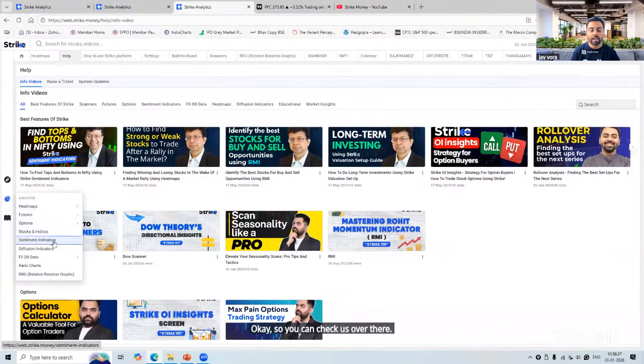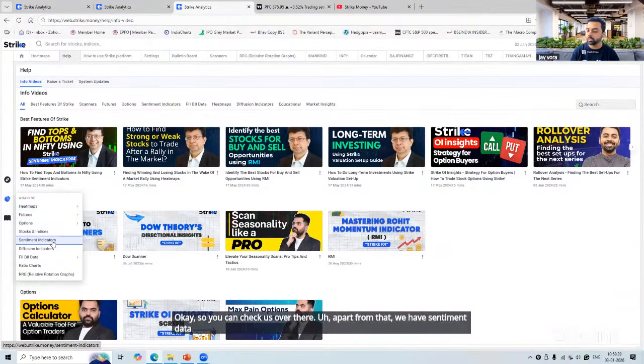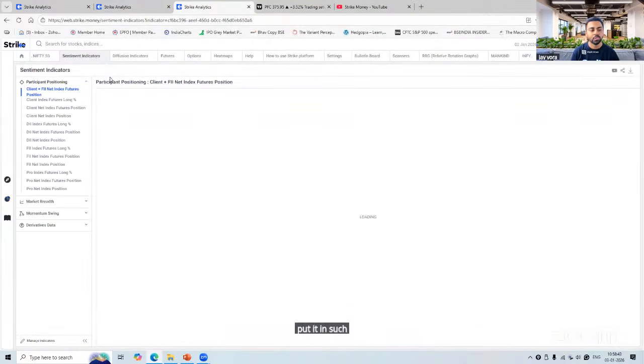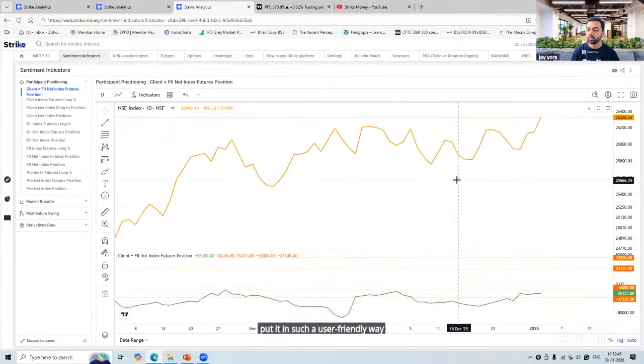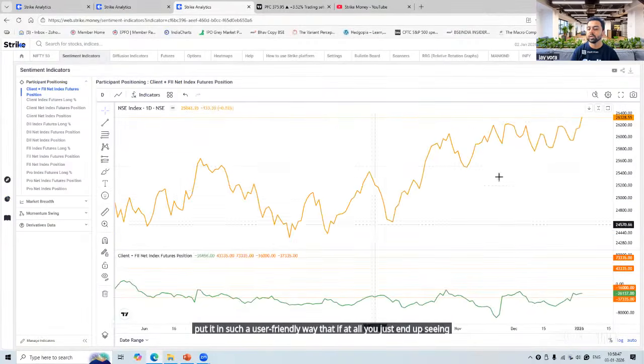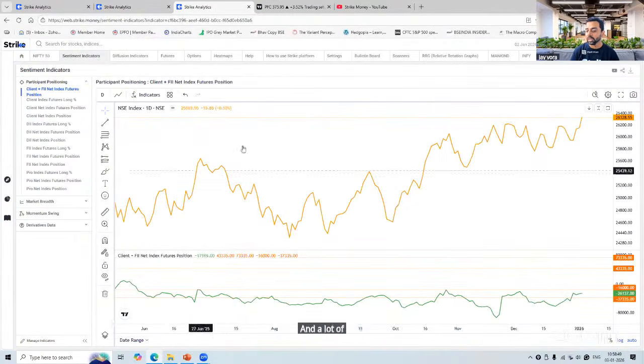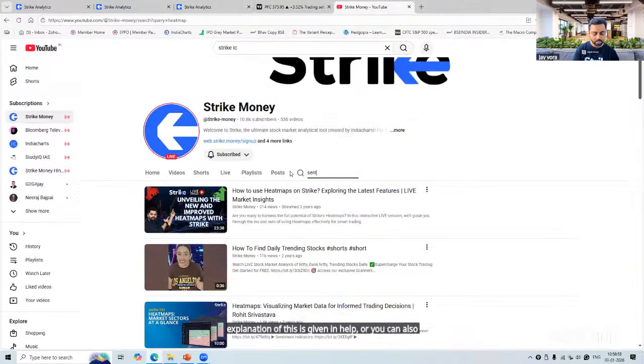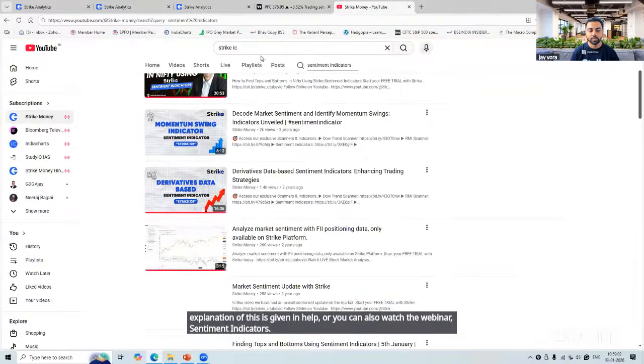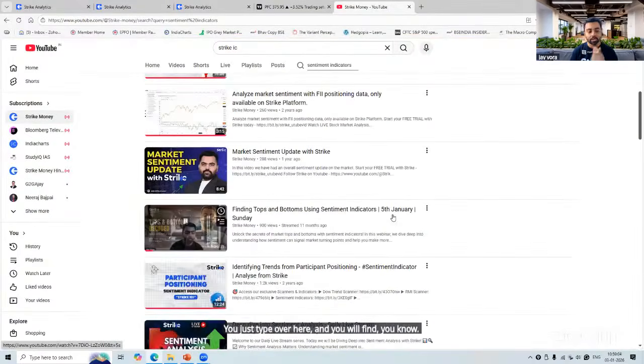Apart from that, we have sentiment data, which I told you none of the other platforms has. And we have put it in such a user-friendly way that if you just see the screen, you will understand. A lot of things are very self-explanatory over here. But again, an explanation of this is given in help, or you can also watch the sentiment indicators webinar. You just type it over here and you will find there are a lot of webinars that we have done.